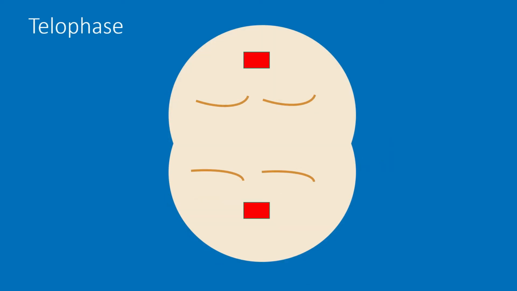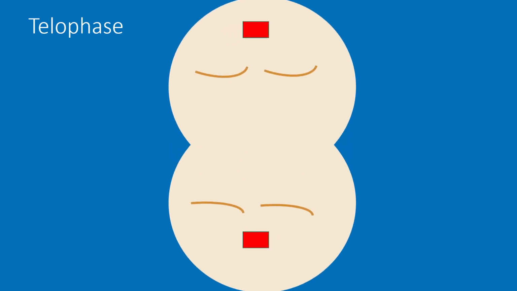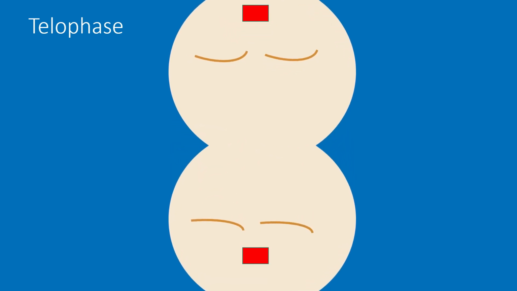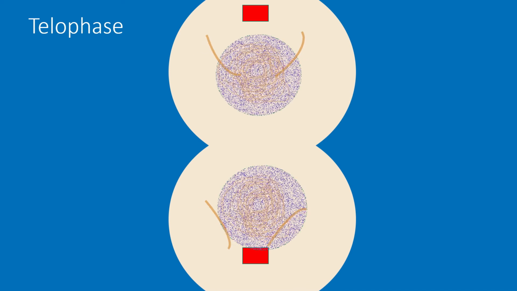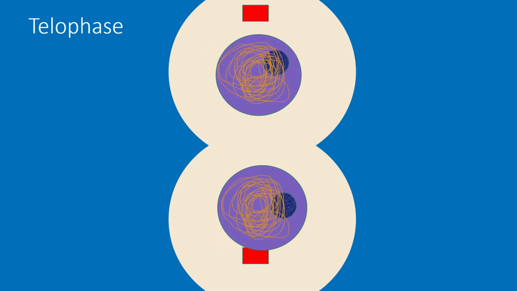So next is telophase. During telophase, a new nuclear envelope begins to form around each set of chromosomes, and the mitotic spindle begins to disintegrate. Chromosomes then begin to decompress back into chromatin. When two independent nuclei have formed, mitosis is complete. Now we must complete the division of the cell.